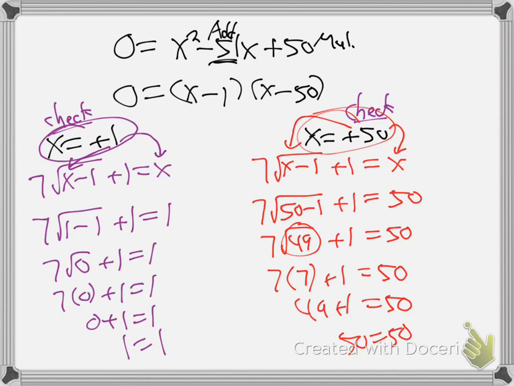So they're both keepers. They want you to put both answers with a comma, either order, 1 comma 50 or 50 comma 1. Sometimes both are bad, which would be no solution. Sometimes both are good. Sometimes one good, one bad. Questions on that? Those are kind of long, aren't they, with the checking and everything?